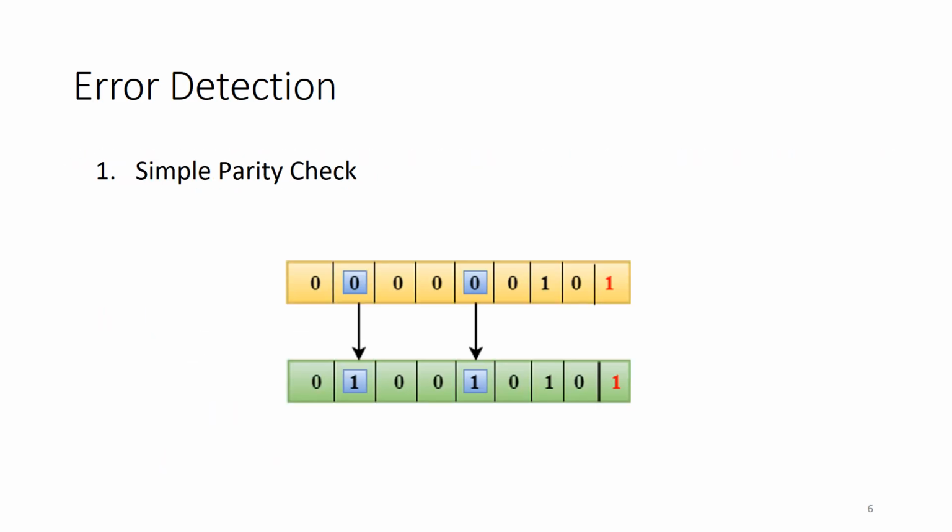In the first method, the simple parity check, simply the parity is checked. Parity is the additional bit added to the original data. Basically, we have two types of parity: one is the even parity, the second is the odd parity. Even parity means if the original data contains an even number of ones, at that time we can say that it's an even parity. On the other hand, if the original data contains an odd number of ones, we can say that it's odd parity.